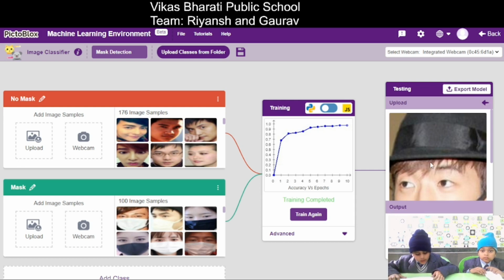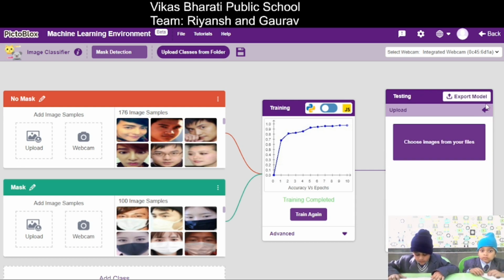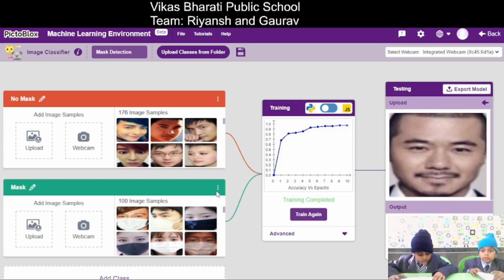Now we upload masked faces and the result is generated, and then I upload the face mask image and its result shows the output.